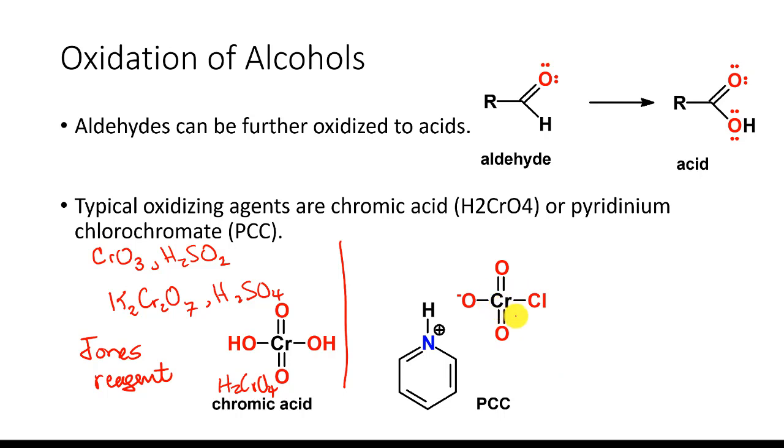PCC is a weaker oxidizing agent, and what it does is convert primary alcohols directly into aldehydes. Now, you're going to be thinking to yourself, well, maybe chromic acid might do the same thing.